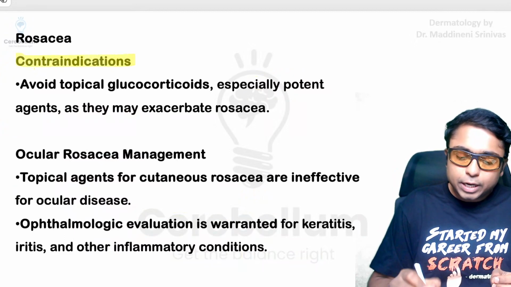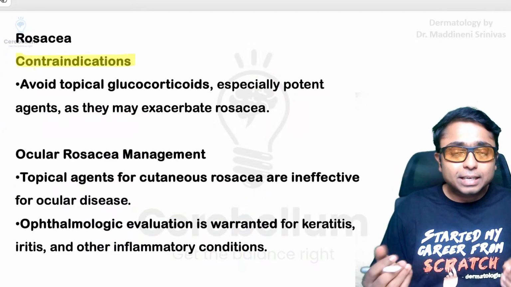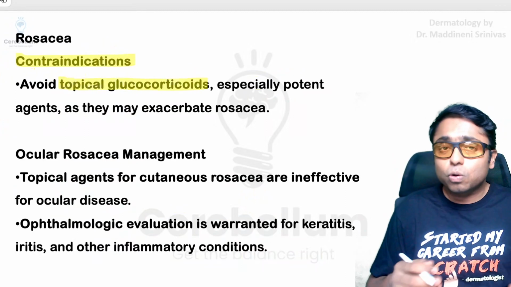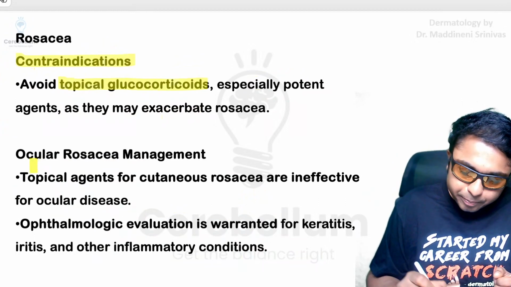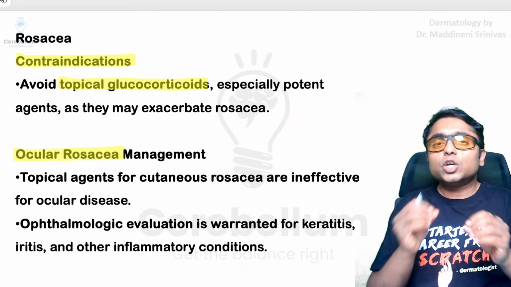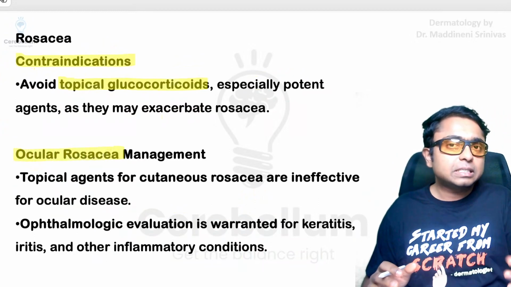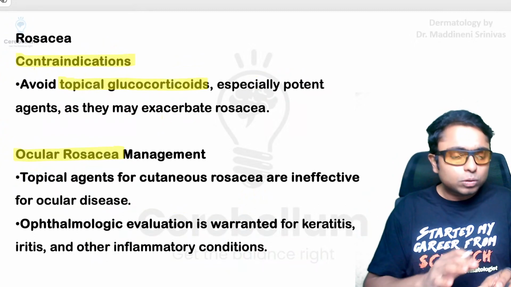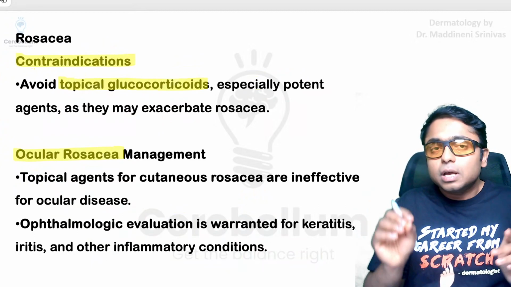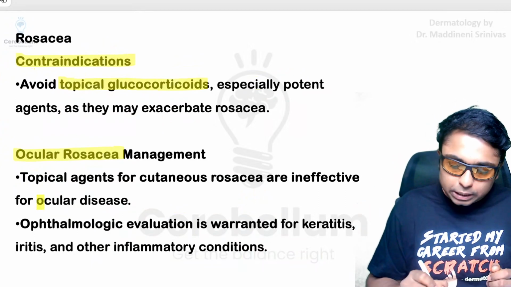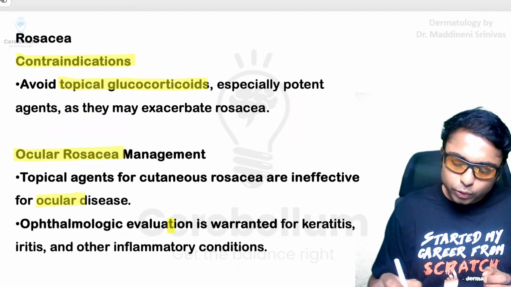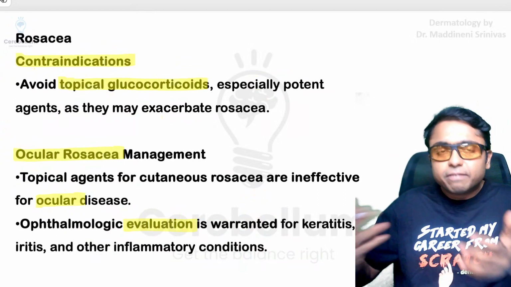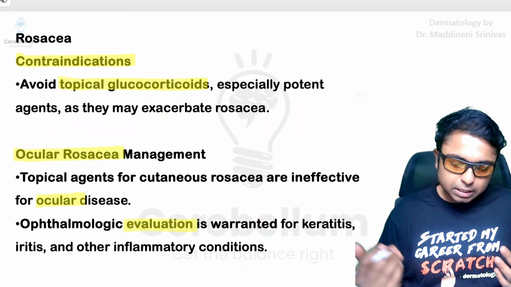So, what are the contraindications? Avoid the topical steroids, glucocorticoids, because they are a trigger of rosacea. Okay, and ocular rosacea. See, the topical agents which we have discussed in the previous slides can be used in the skin disease of rosacea, but they are ineffective in ocular rosacea. Okay, so what we can do is refer the patient to an ophthalmologist for further management.